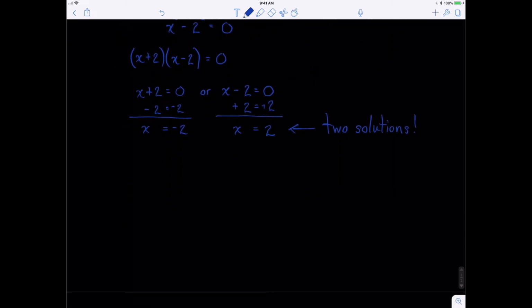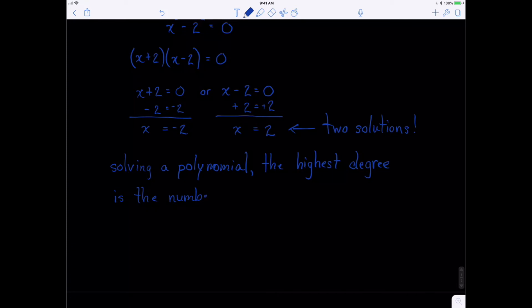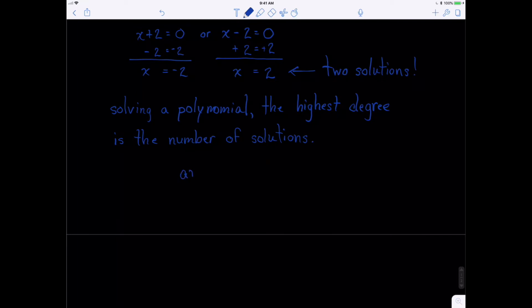And actually, whenever you're solving a polynomial or a quadratic, the highest degree is the number of solutions. So for example, if I have an equation of ax plus b equals 0, since the exponent is implied to be 1, this would only have one solution.